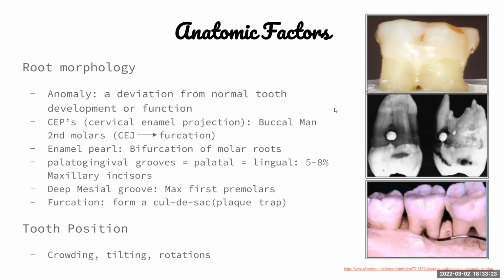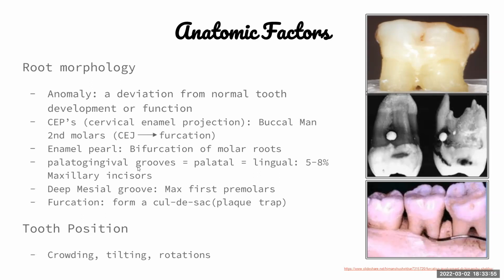Cervical enamel projections are, again, in the furcation area, you've got enamel pearls, those deep mesial grooves on the maxillary first premolars, and then the furcation areas, which form a cul-de-sac into the furcation area. Okay, a little cul-de-sac here. It's not completely open. What other is there that I didn't mention here, that palatal gingival groove?